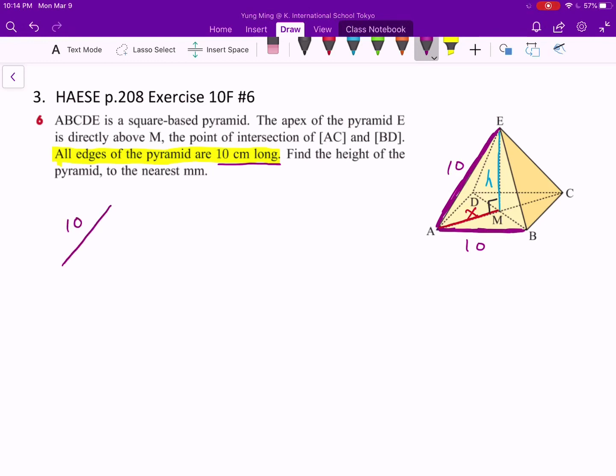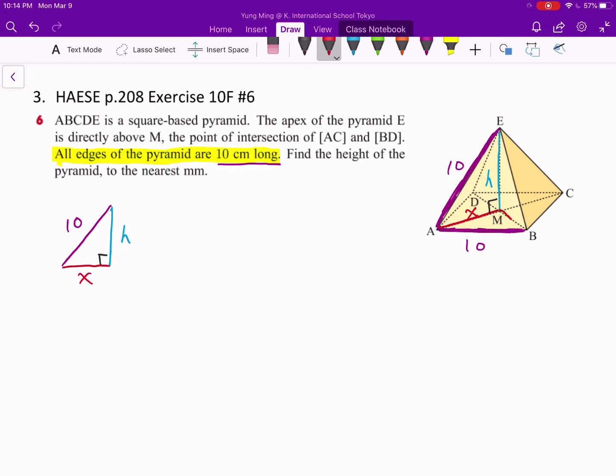If you look at it in the side view, this is what it looks like. You're going to have a 10 over here, and then your height is this, and then your x is this. Basically, you're going to have this right triangle. But we don't know what x is, so let's solve for x first. We can't solve for x from this right triangle because we have h that we don't know. So let's use another triangle.